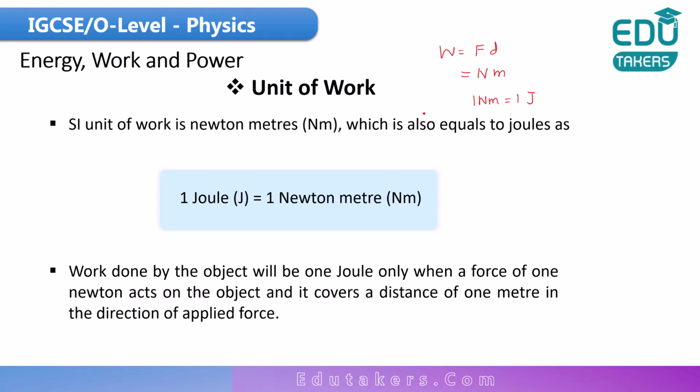How can you define that the work done is 1 joule? When you have to say that the work done is 1 joule, first of all, I write here 1 joule is equal to 1 Newton multiplied by 1 meter. This is basically W is equal to force times D.